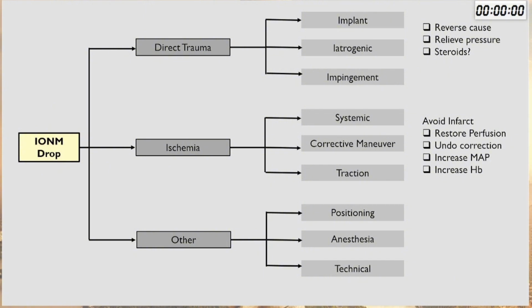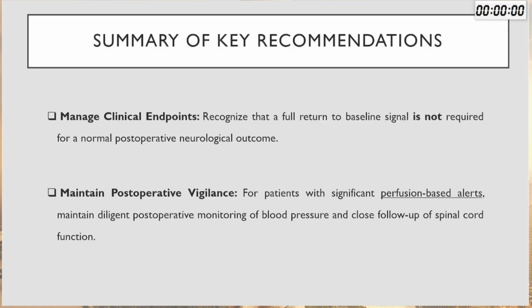Consider giving blood and do the correction, and talk to your anesthetist. Manage clinical endpoints. Recognize that a full return to baseline signal is not required for a normal post-operative neurological outcome. And at last, maintain post-operative vigilance for patients with significant perfusion-based alerts. Maintain diligent post-operative monitoring of blood pressure and close follow-up of spinal cord function.